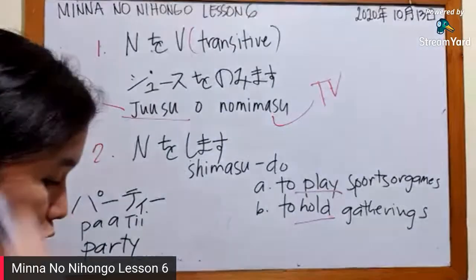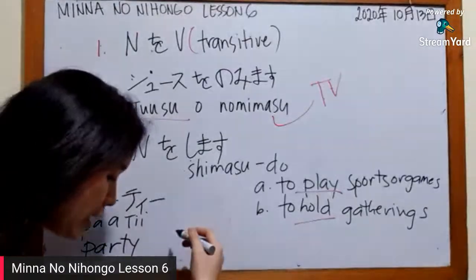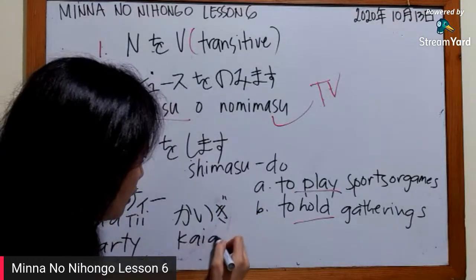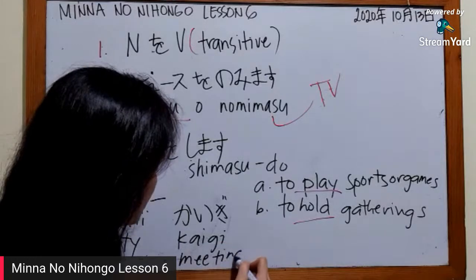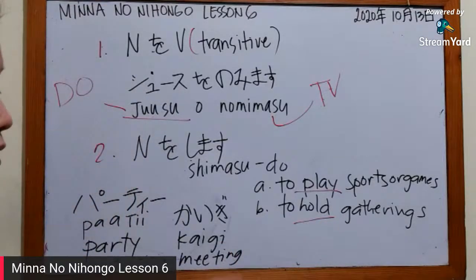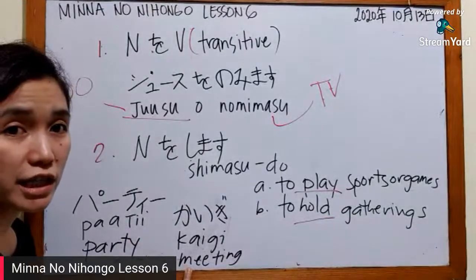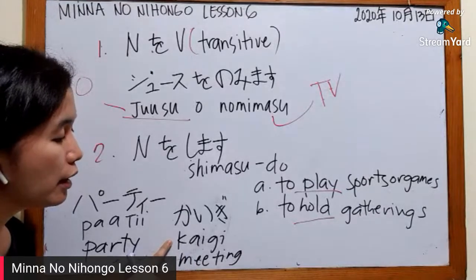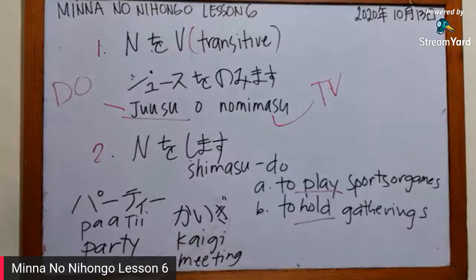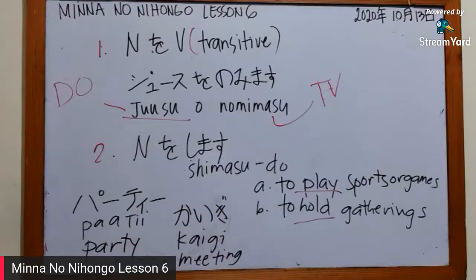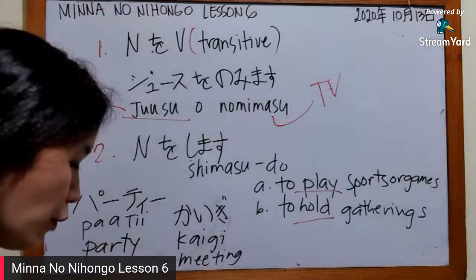For example, a meeting. You will hold a meeting. So we have kaigi for meeting. Are you a businessman, do you hold a meeting? So, kaigi o shimasu. For those who cannot read hiragana and katakana yet, I'm putting romaji here on how you will read it. Kaigi, and this is the meaning, meeting. Kaigi o shimasu, meaning hold a meeting. What else?